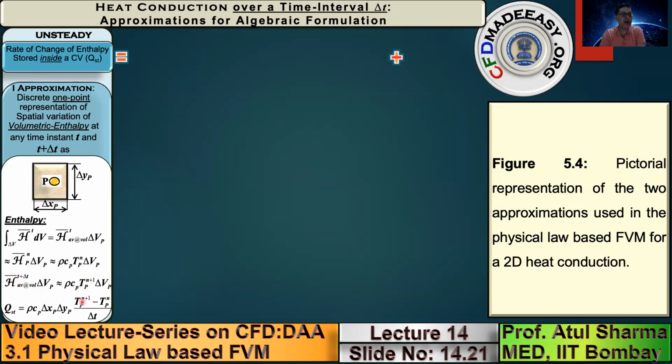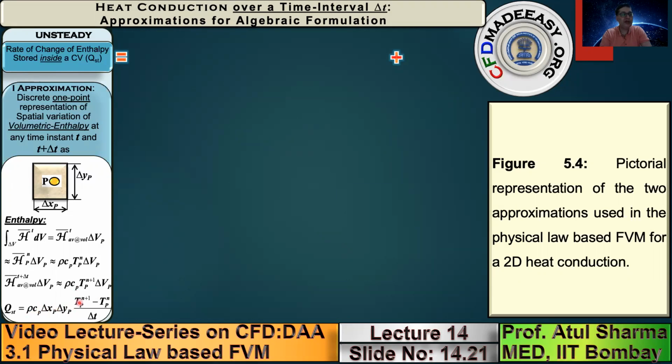And to calculate enthalpy at n+1, which is a new time step, it is Tp at n+1 minus Tpn. So finally, this term in the numerator represents the change of enthalpy with respect to time. Enthalpy is a point function, where this rho, Cp, they are common. They do not vary in a volume. And this is the volume of the control volume, delta x into delta y.